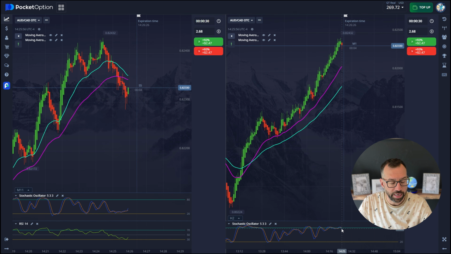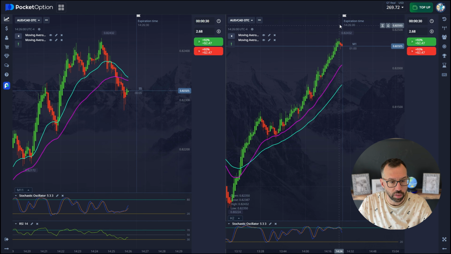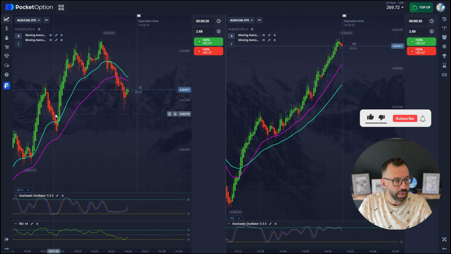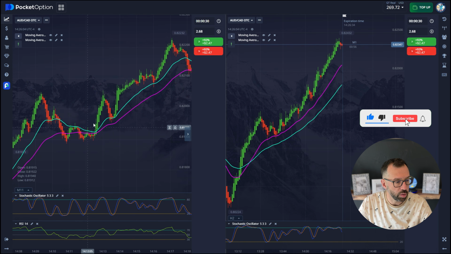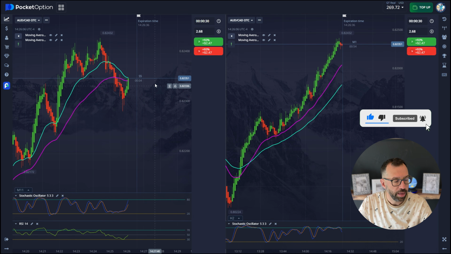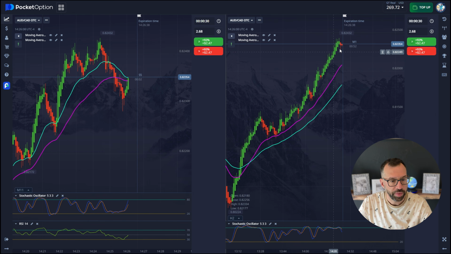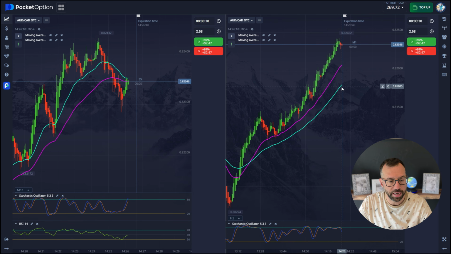So what do you see here? We have the stochastic oscillator that is oversold and it's on its way down. We have a trend reversal where we were on an uptrend here, and then we dipped below, and you can see right here that we dipped below.